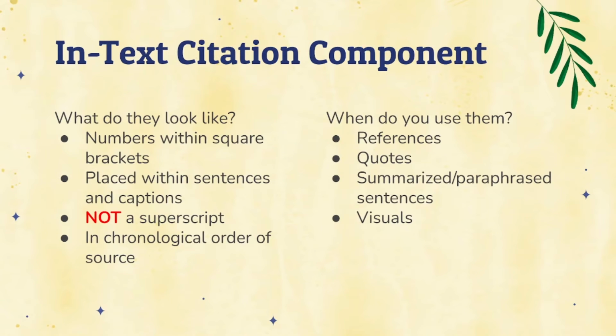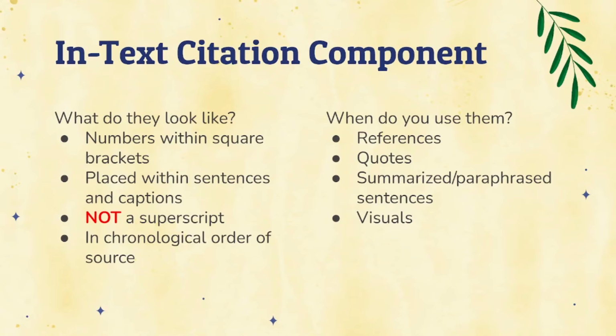The first component of IEEE is in-text citations. In-text citations are used throughout your written work and are represented by a number surrounded by square brackets. It's important to note that these numbers should not be written as Roman numerals. This citation goes within the punctuation of a sentence and is written inline, meaning it's not a superscript or a subscript. In-text citations are numbered in chronological order.